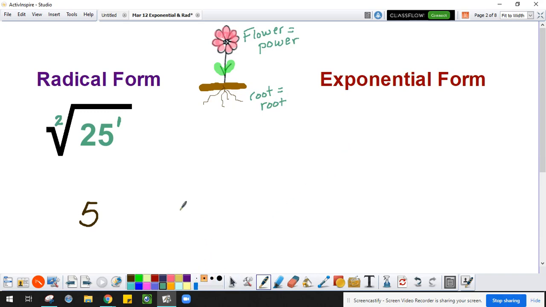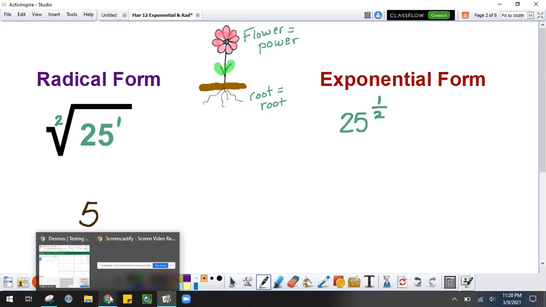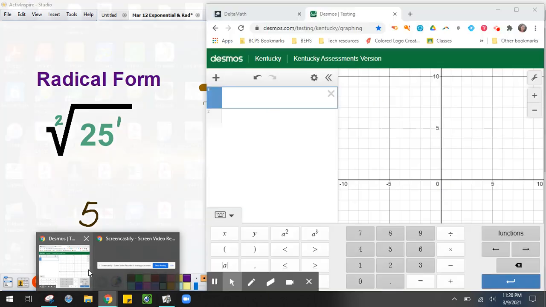So when we come over here to change this to exponential form, we're going to take our base, which is 25, and the flower equals the power. So our power is 1. It's above ground. And our root, there's the ground. The root equals the root. So 2 comes down here, 25 to the 1/2. We're going to take a second here, and we're going to look at the square root of 25 and 25 to the 1/2 in our calculator to verify that they both equal 5.